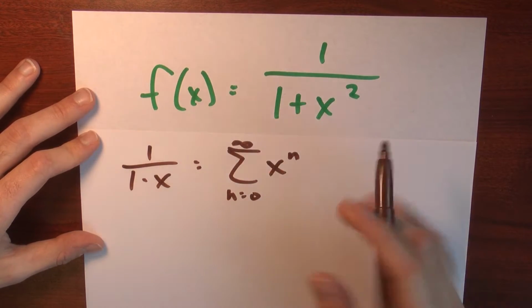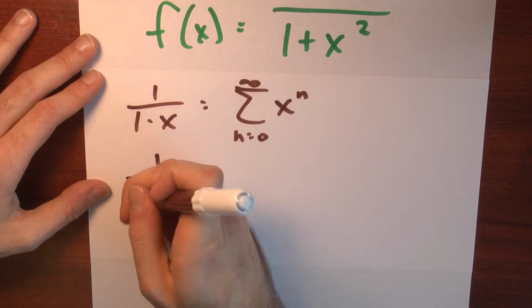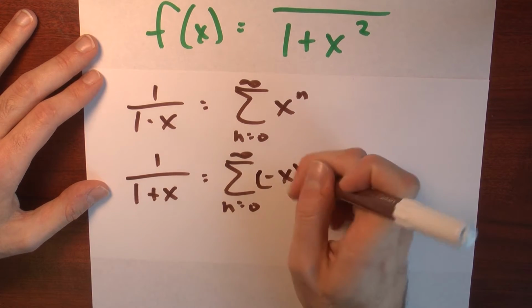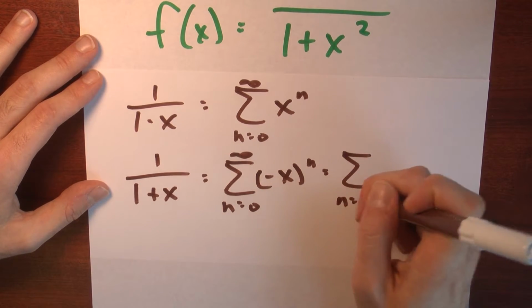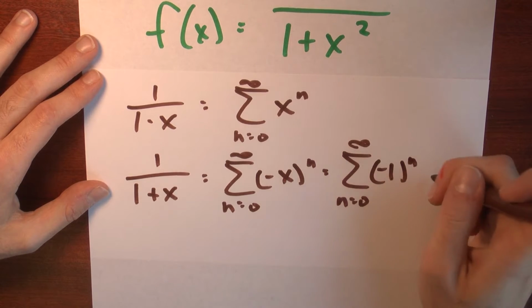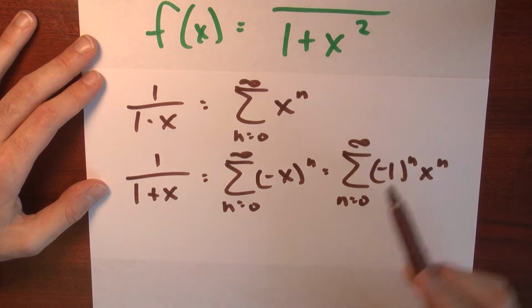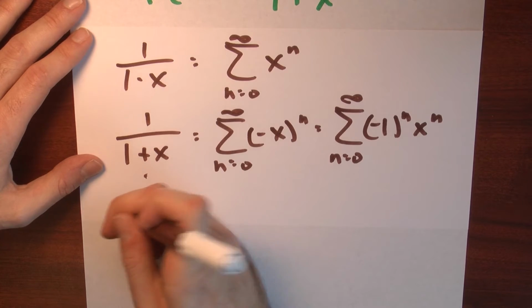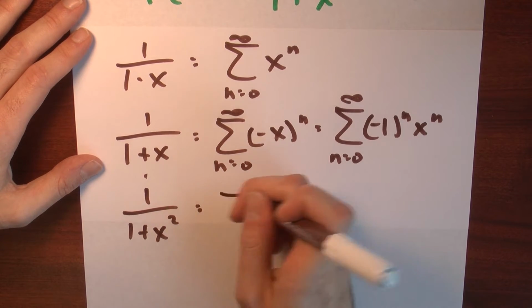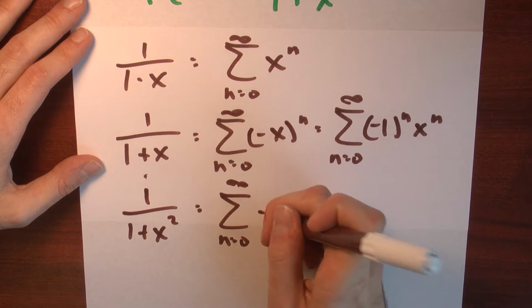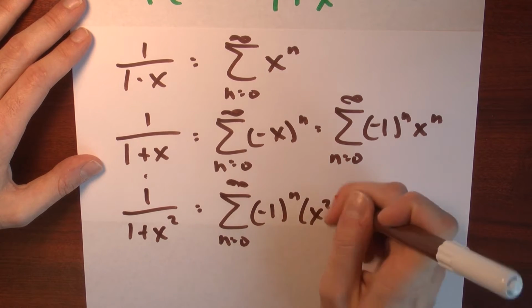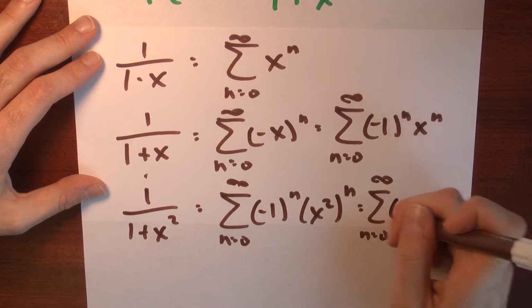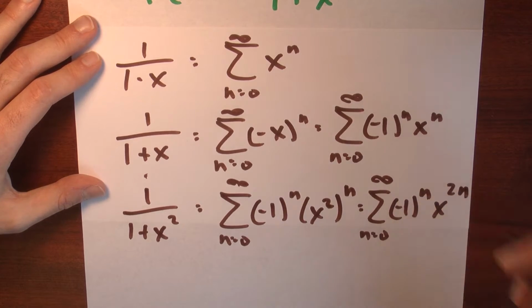Now I'll replace x by negative x, and then I'll find that 1 over 1 plus x is the sum, n goes from 0 to infinity, of negative x to the n, which I could write as the sum, n goes from 0 to infinity, of negative 1 to the n times x to the n. And now, to get from 1 over 1 plus x to 1 over 1 plus x squared, I'll just replace x by x squared. So 1 over 1 plus x squared is the sum, n goes from 0 to infinity, of negative 1 to the n times x squared to the n, which I could also write as the sum, n goes from 0 to infinity, of negative 1 to the n times x to the 2n power.